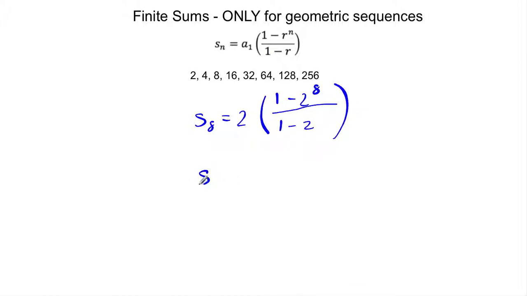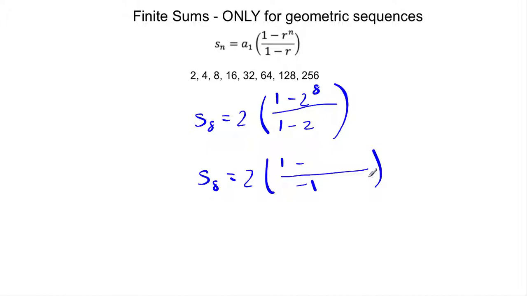So how many are there? 1, 2, 3, 4, 5, 6, 7, 8. There are 8 terms. So S sub 8 is equal to a sub 1, which is the first term, 2, times 1 minus the ratio to the 8th. Well, what am I multiplying by each time? 2. Right? 4 times 2 is 8. 8 times 2 is 16. So this is 2 to the 8th over 1 minus 2. So the sum here is equal to 2 times 1 minus 2 to the 8th over negative 1.